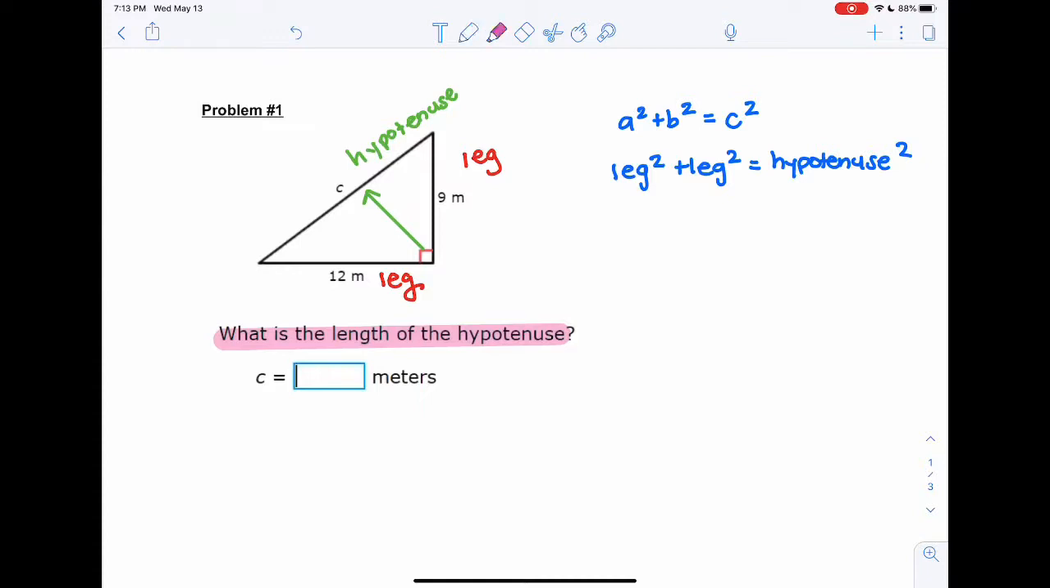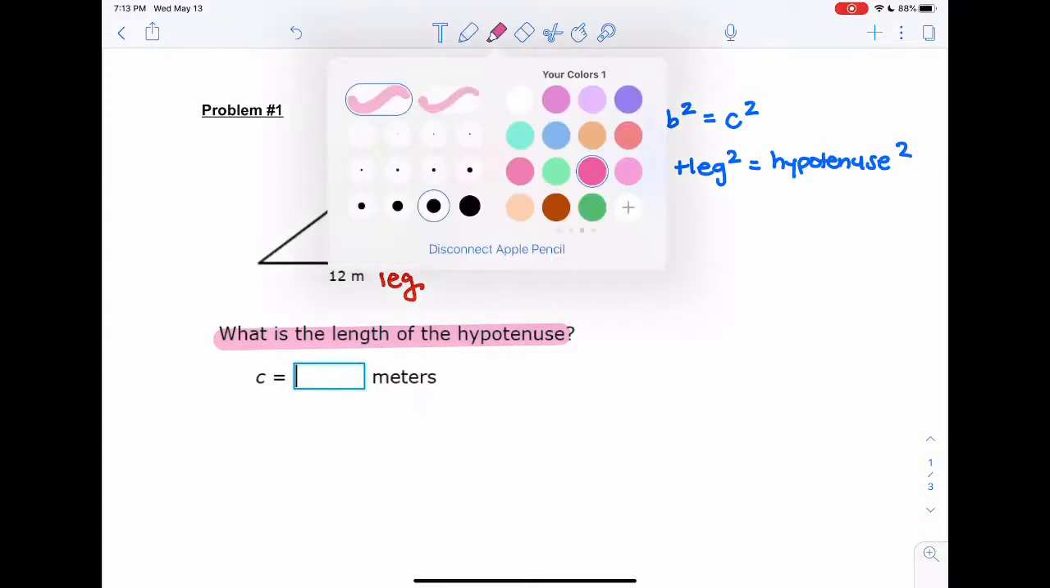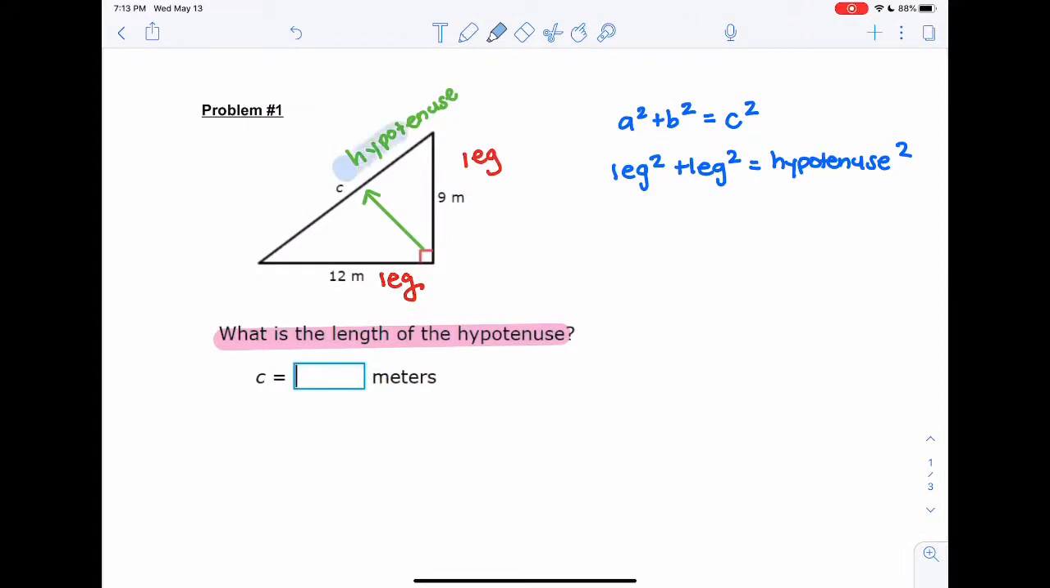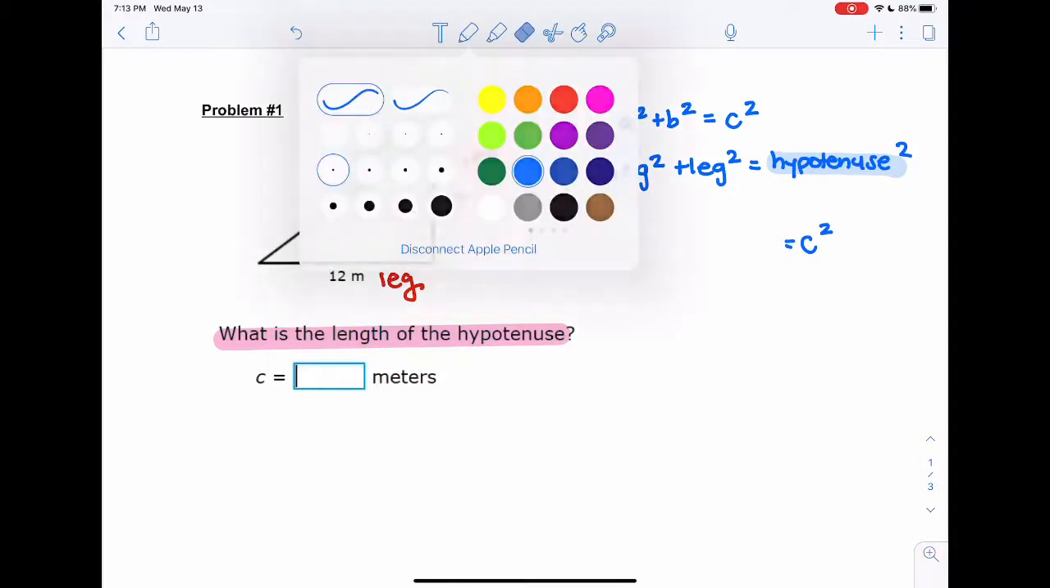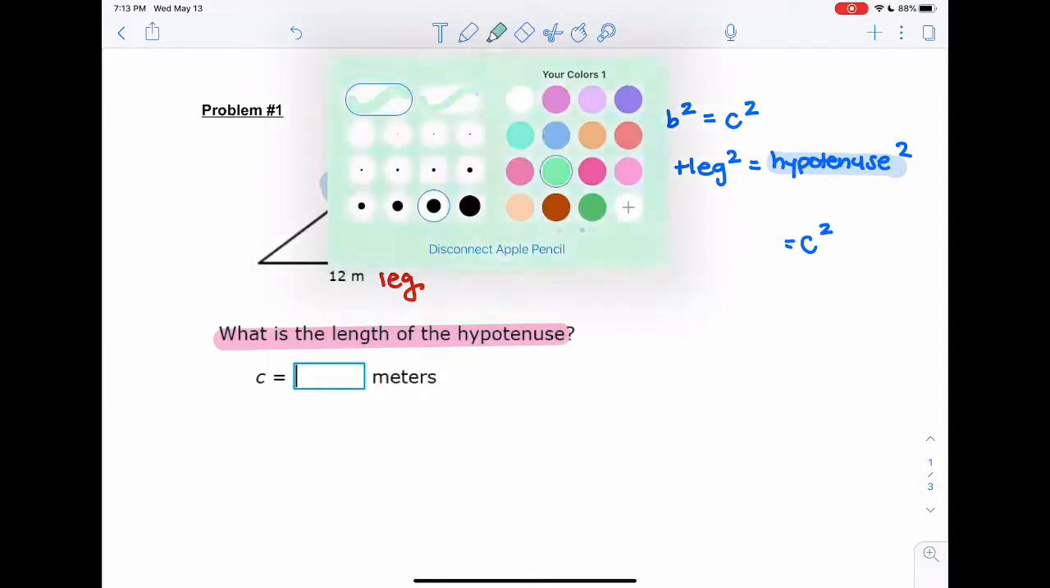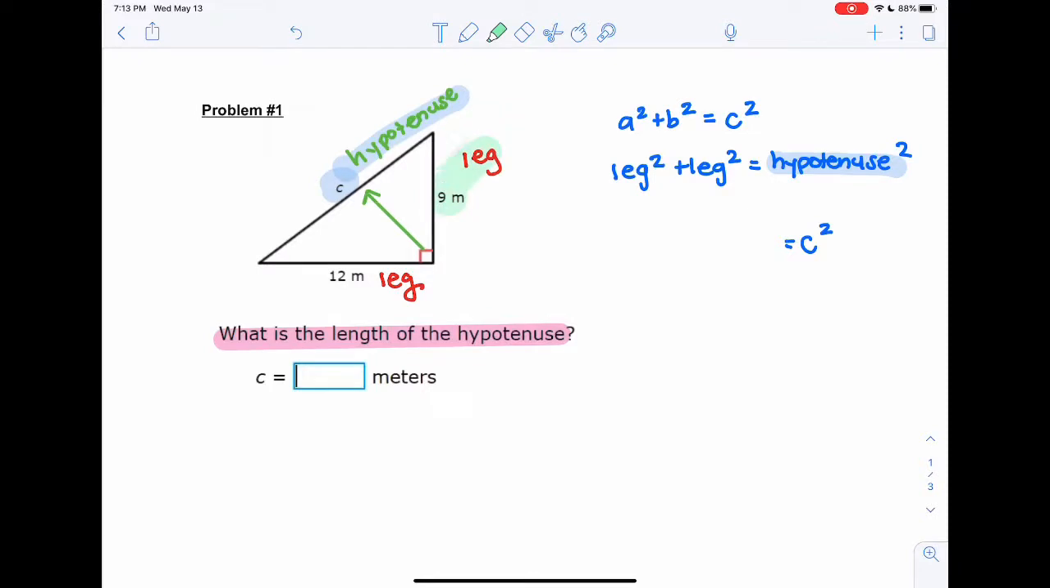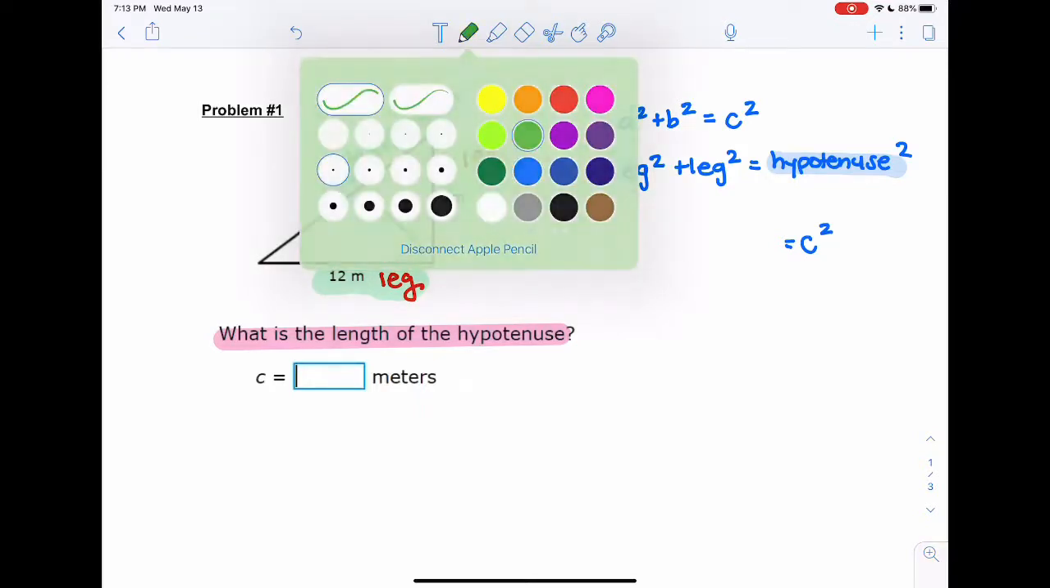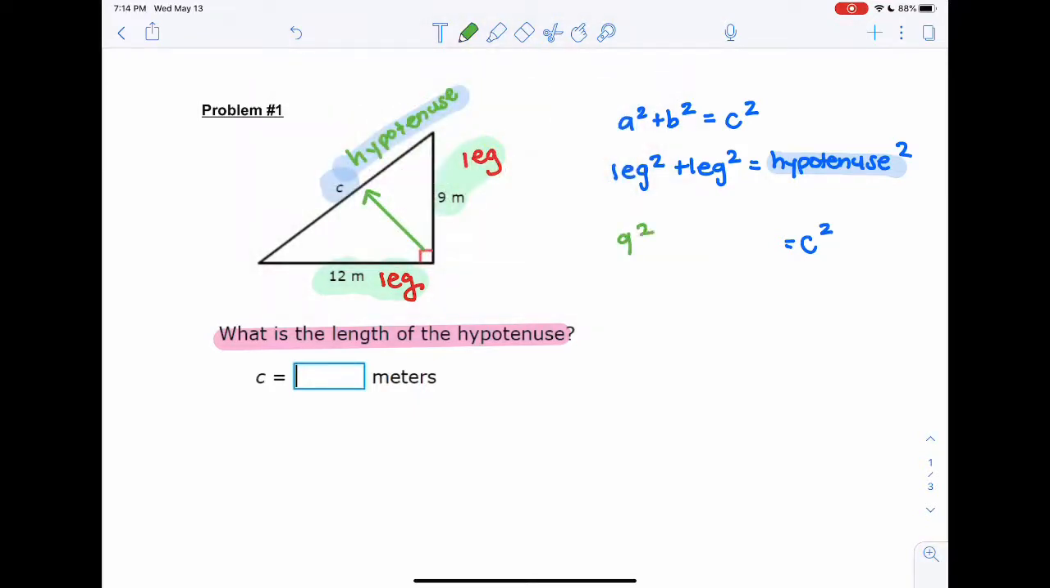So let me grab a different highlighter. For hypotenuse, I have the letter c, so I'm going to substitute it into hypotenuse. So that's going to look like c squared. For my legs, I have 9 is one of my legs and 12 is my other leg. So let's go ahead and substitute in that. So I get 9 squared plus 12 squared.